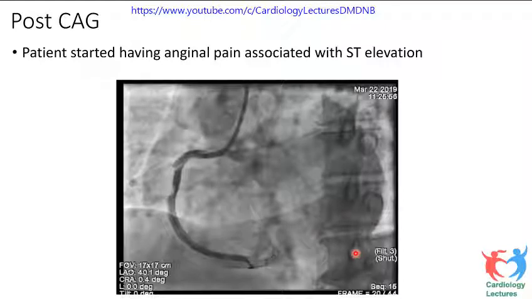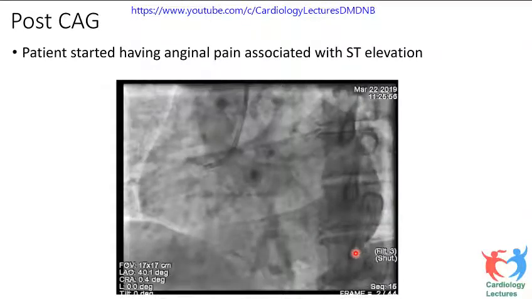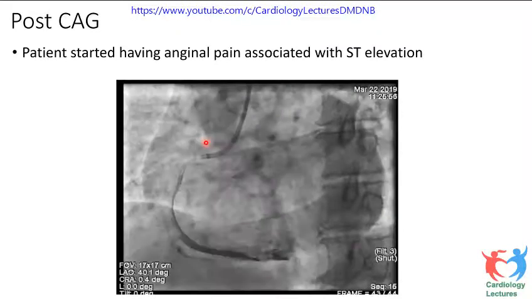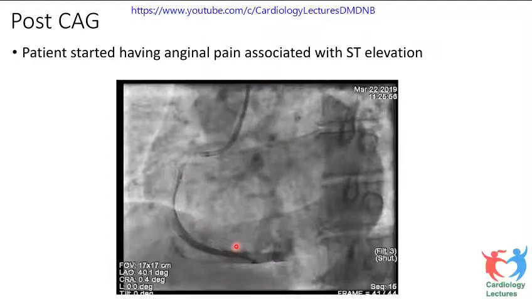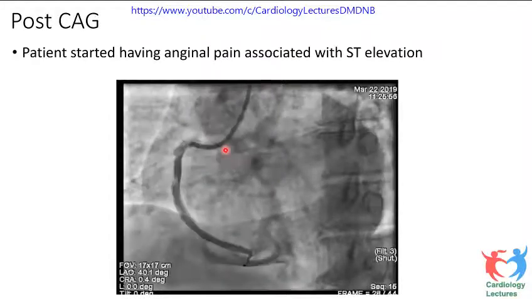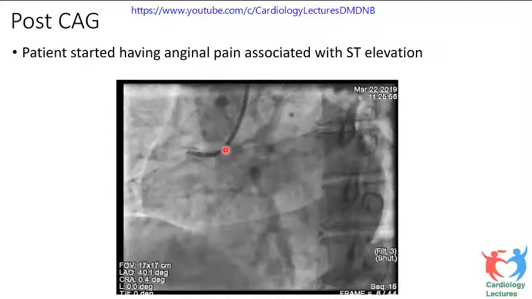but unfortunately the moment the guide was put, this induced a dissection, and you see that it is a spiral dissection extending till down, and there is no flow here distally. And this is a guide-induced dissection. And before we could put the wire itself, it is dissected. So here it's a very important point. Now, how to wire this?